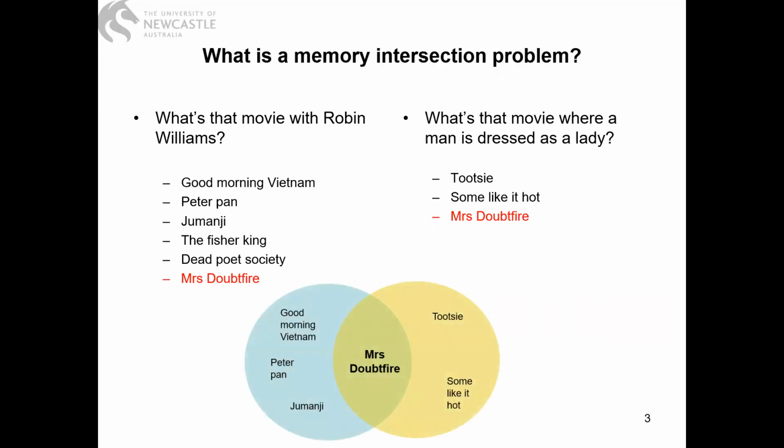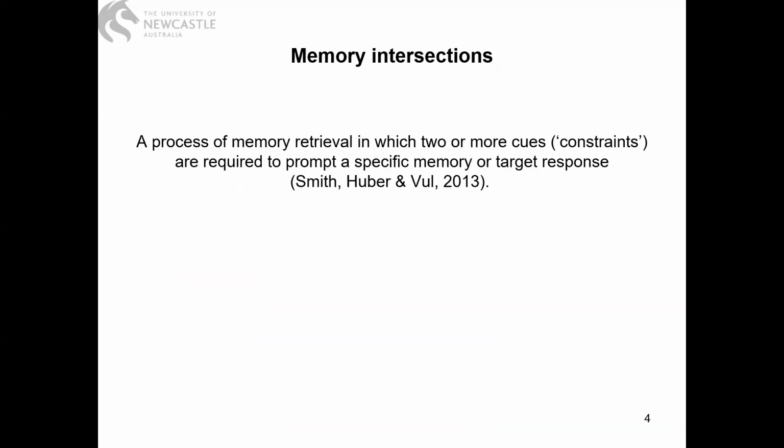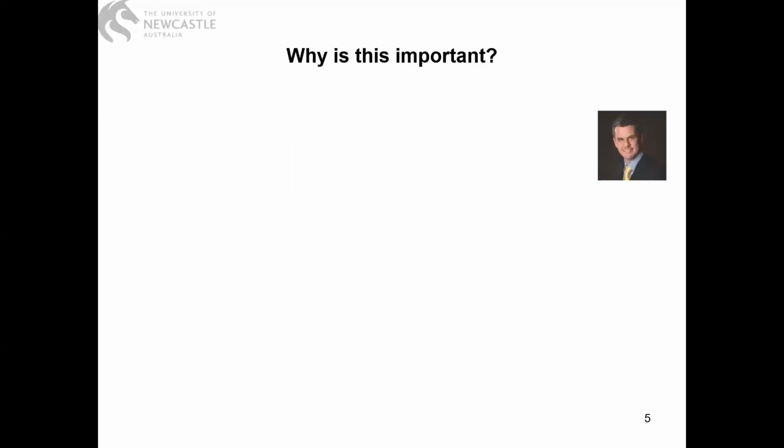In visual form, we can present this as a Venn diagram, where each cue leads to a number of solutions, and it is the intersection or the shared area of the two circles that provides a single solution. Memory intersections have been defined and studied elsewhere. Smith, Huber, and Wal called a process of memory retrieval in which two or more cues, so-called constraints, are required to prompt a specific memory or target response.